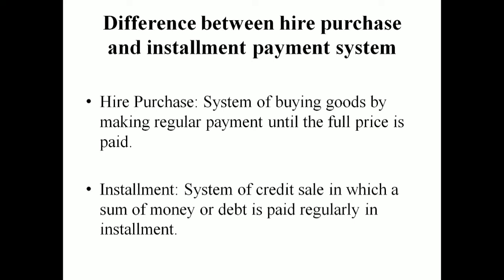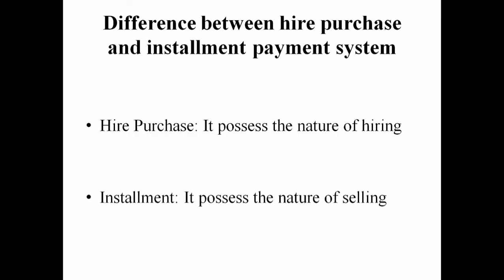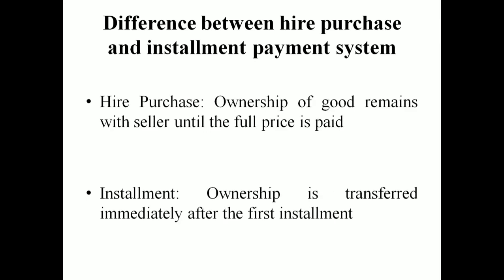Installment is in the form of a credit sale, in which the debt is paid regularly in installments. And the second one: hire purchase has the nature of a hiring process, and the installment system is a selling process. Ownership of goods remains with the seller until the full price is paid. Until the full price is paid, the ownership of goods remains with the seller. So that is another characteristic of a hire purchase system.